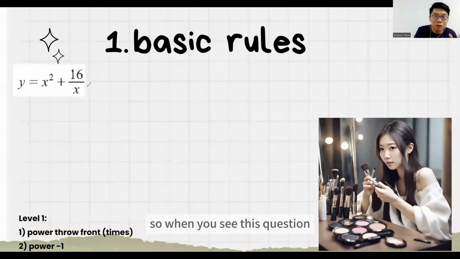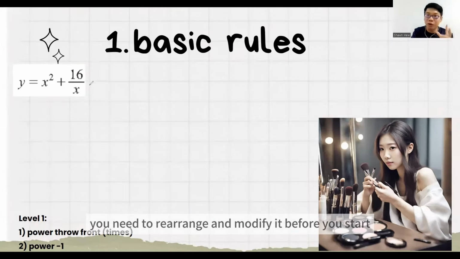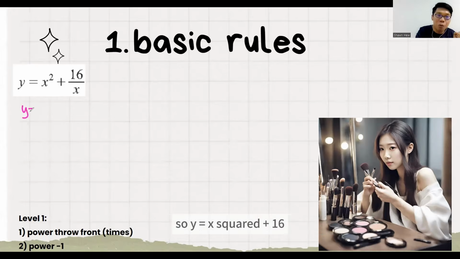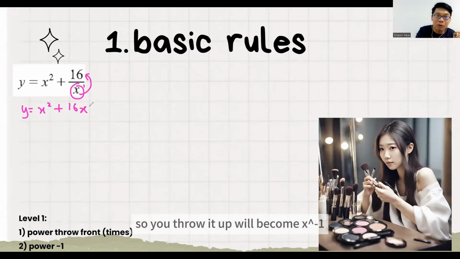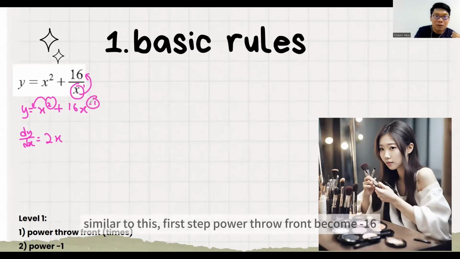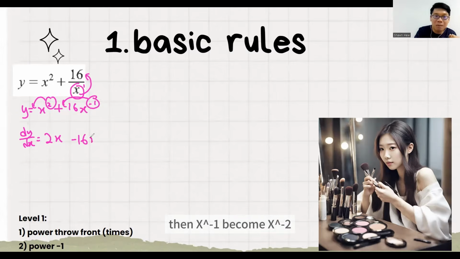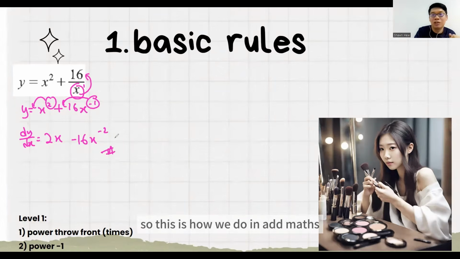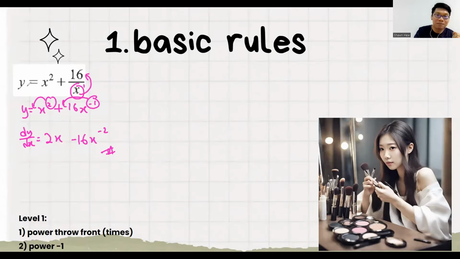So when you see this question, you find that you need to rearrange and modify it before you start. So y equals to x squared plus 16 over x. This thing is x power 1. So you throw it up, it will become x power minus 1. Then we can start doing dy/dx. So dy/dx equals to, first step, power throw front, 2, x power 2 become x power 1. Same go to this. First step, power throw front become minus 16. Then x power minus 1 become x power minus 2. So this is how we do in A-Level Maths.